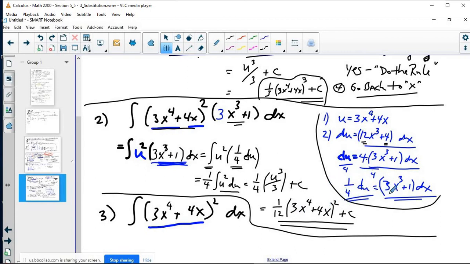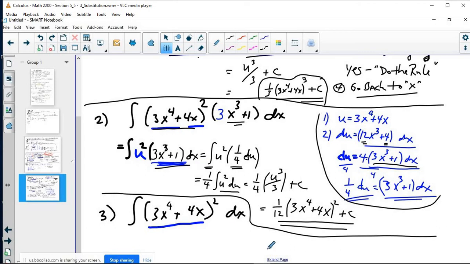You can do u substitution if, when you go to get the du, the only thing different is a constant. If the only thing different is a constant multiple or division by a constant, then you can put it to the other side and you can pull it out of the antiderivative symbol. You can't do that with variables. You can't do that when you're adding and subtracting, only when you're multiplying or dividing. Okay?